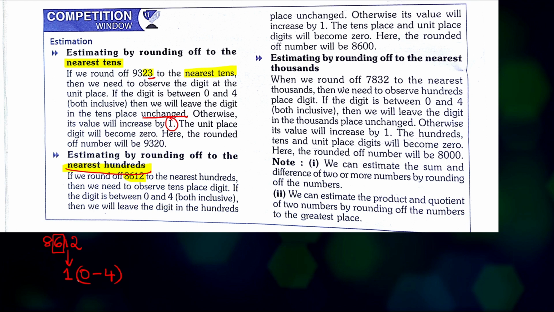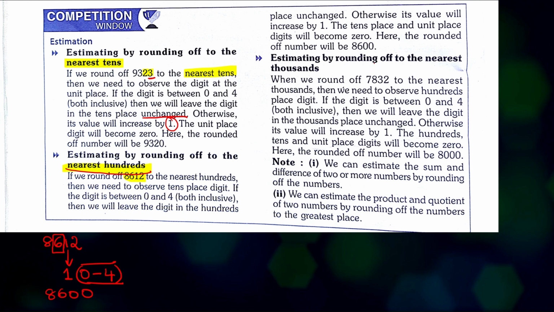So what you do is, if it is in this range, then you have to consider the 6 as unchanged and make these into zeros. So the rounded-off value will be 8600. Why? Because the tens place is in the 0 to 4 range. If it is beyond 4, then you have to add a number to your hundreds place, and again the tens place and ones place will be 0. Okay, now let's see a next example.